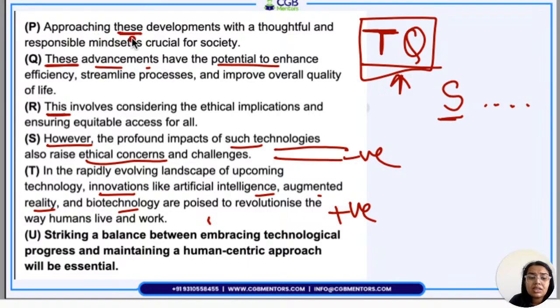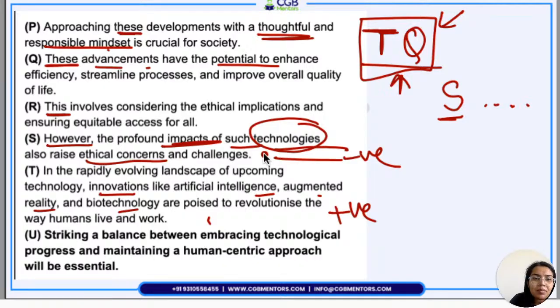Approaching these developments with a thoughtful and responsible mindset is crucial for society. A thoughtful and responsible mindset is thinking ethically. यही चीज एथिकली है, तो इसलिए बोल रहा है. डेवलपमेंट्स तो T और Q में मैंने बता दिए. S ने बोला कि इम्पैक्ट्स जो हैं, such technologies, यही डेवलपमेंट्स हैं.